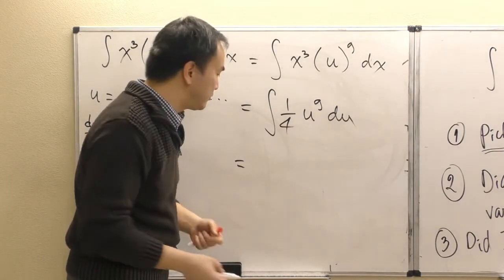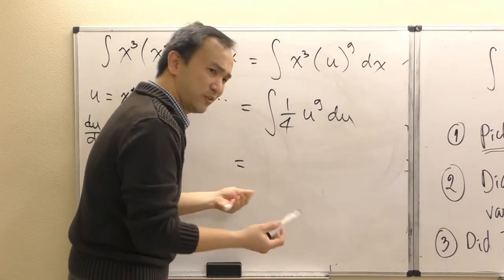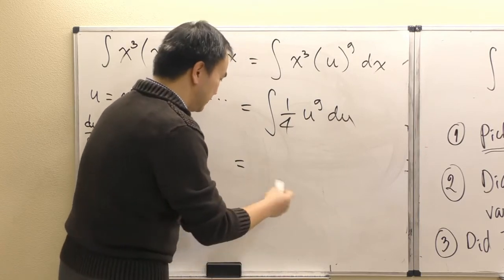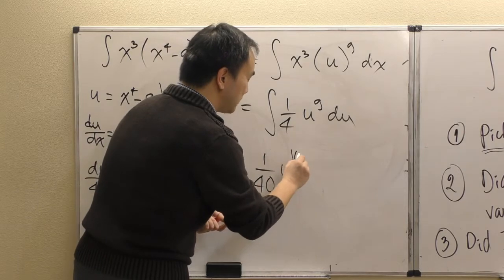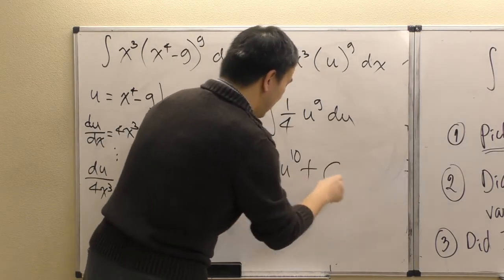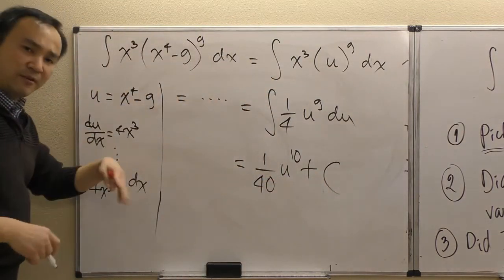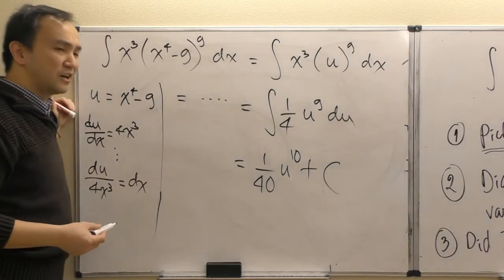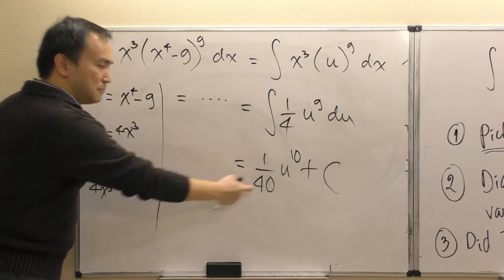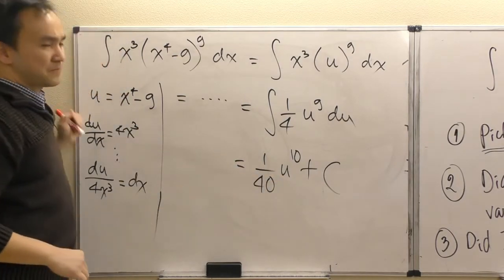You didn't even have to pull out a calculator or any web resource. We came out immediately to 1 over 40 times u to the 10th plus C, and then we bring back, and the last step, of course, makes sense enough that I don't even have to put it in as a formal guideline checkpoint, but bring that back into x. So we found our answer.